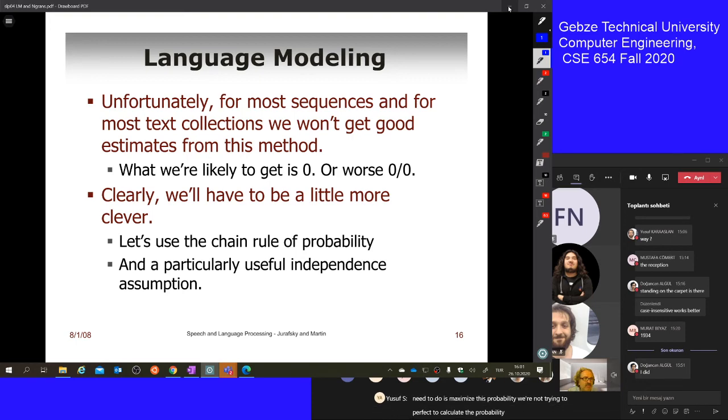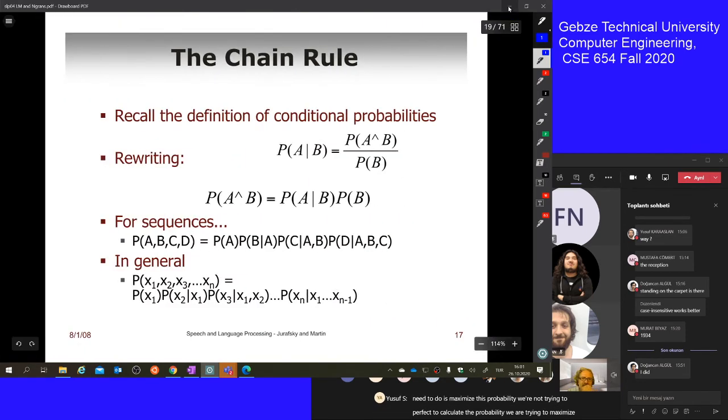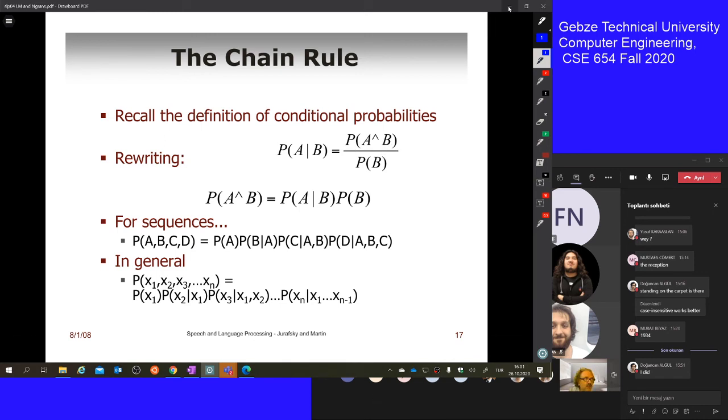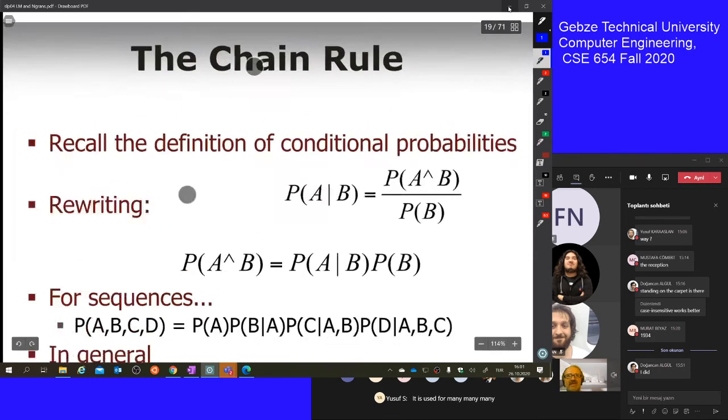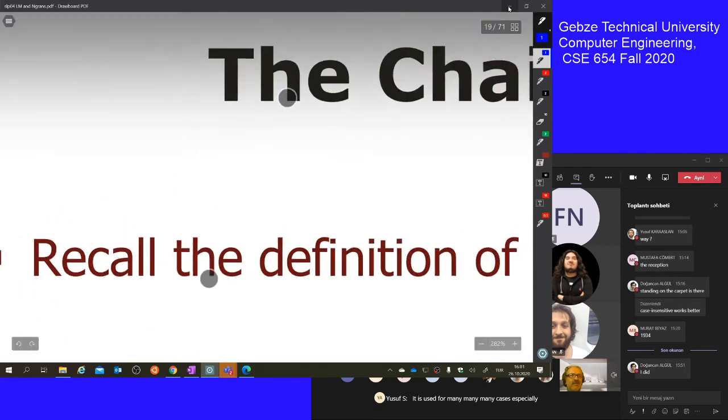We are trying to maximize it. This is the formula that I gave you before. Again, this is the definition of conditional probability. Conditional probability, I'm sure you have seen it, is a very powerful modeling technique. It is used for many cases, especially for diagnostics.